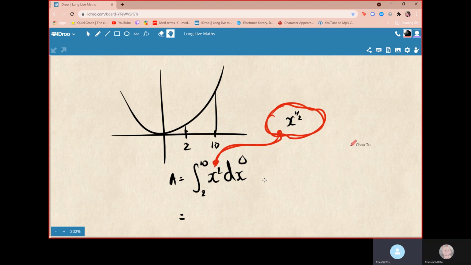Wait, not 2x. Oh, 1 over negative x, no, wait, hold on. 1 over negative x to the power of 2. Is this what you're saying? Yes. Okay, so for me to differentiate this, I'm going to move the minus up.